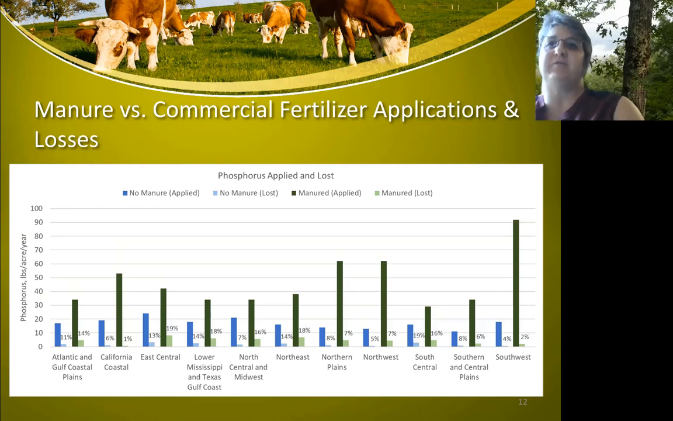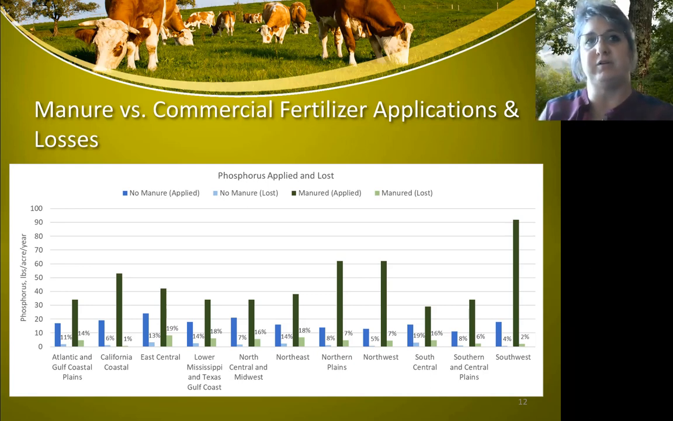This slide shows basically the same information for phosphorus, but for more than half of the regions, manured acres are not only losing more as a percentage of the applied pounds of P, but also losing more actual pounds of P. For several of the regions, the manured acres are applying more than four times the amount of P being added to non-manured acres. So if you look at the Northern Plains, the Northwest, and the Southwest regions, they're applying huge amounts more through manure than if these were not manured acres. Interestingly, those aren't even areas that we consider to be high manure production areas. So I suppose they are bringing that manure in from somewhere.